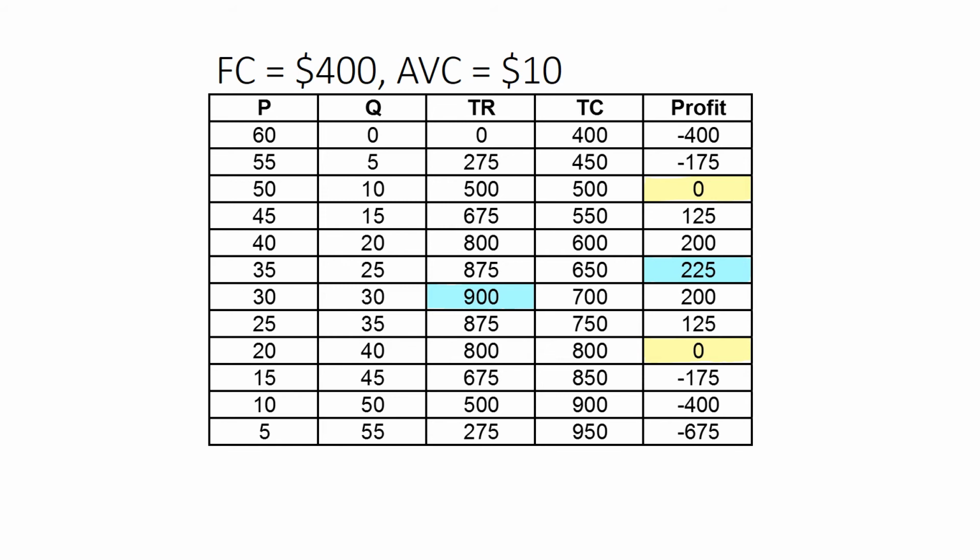There are two important lessons from this example. First, maximum sales revenue of $900 at a price of $30 does not maximize profit. That comes from a price of $35. Second, there are two break-even points. One because the price is too high, and the other because the price is too low. Somewhere between the break-even points is the sweet spot of maximum profits. Next, we're going to use this same example and look at a graph of total revenue, total cost, and profit.